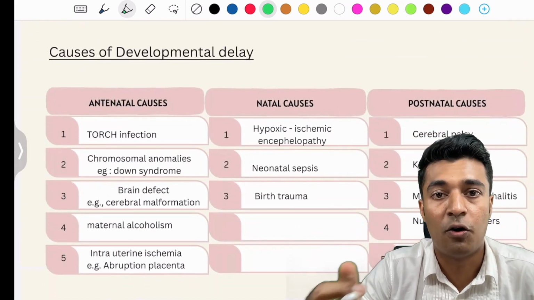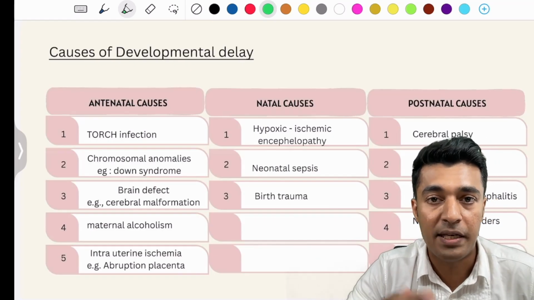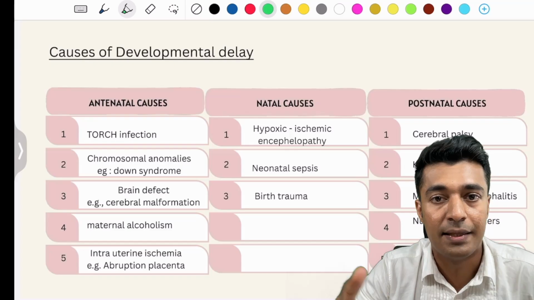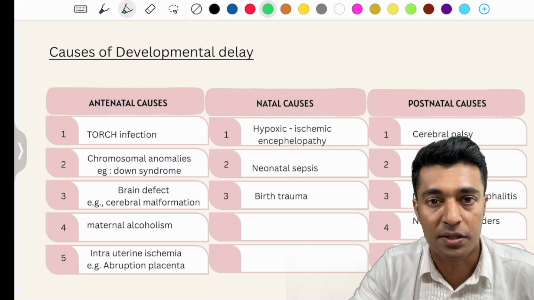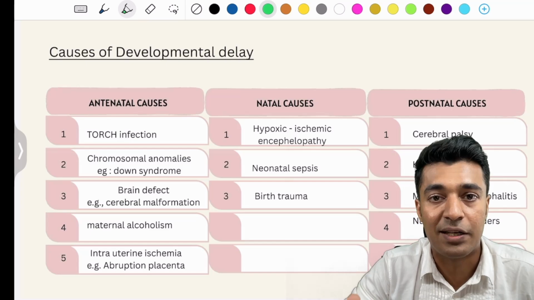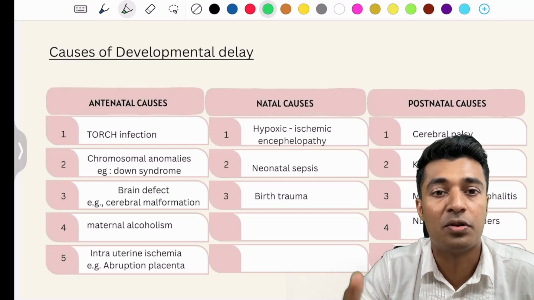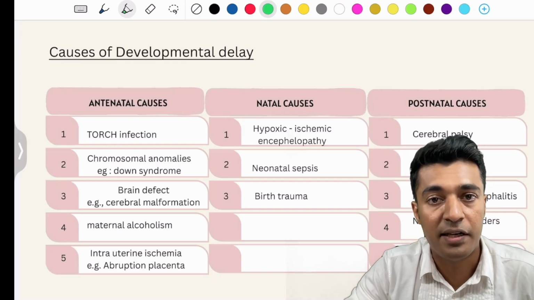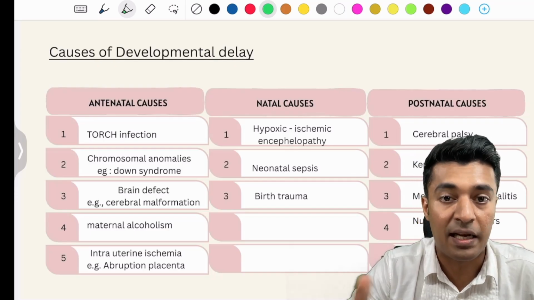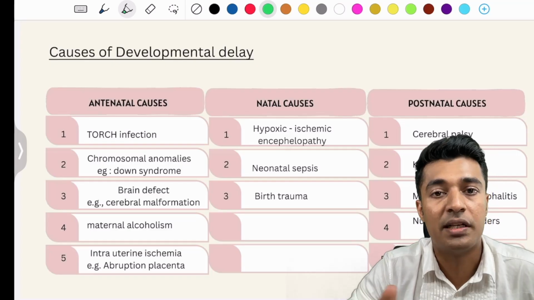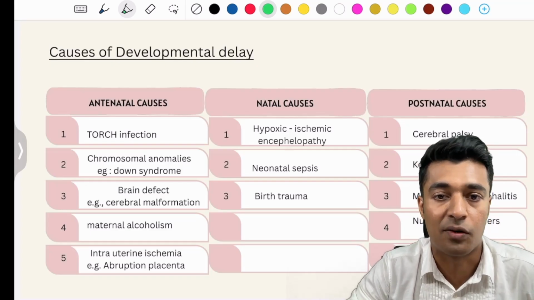Coming to the causes of developmental delays. There are prenatal or antenatal causes, the natal causes, and the postnatal causes. The prenatal causes include TORCH infections like syphilis, gonorrhea. Then there could be chromosomal abnormalities. Brain defects, maternal alcoholism, and intrauterine ischemia can also cause prenatal developmental defects. These are some of the antenatal causes.